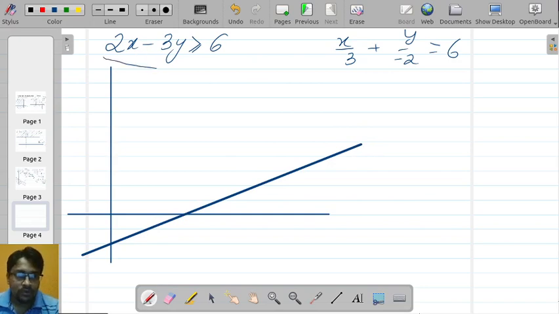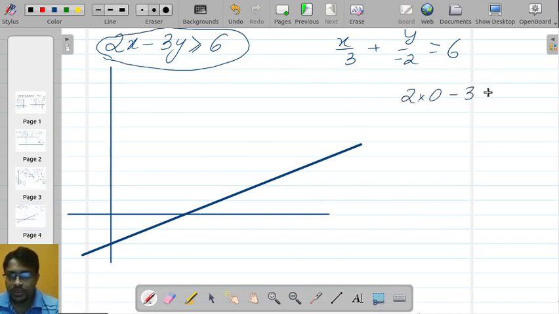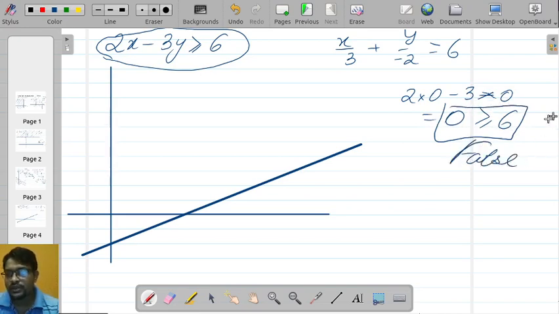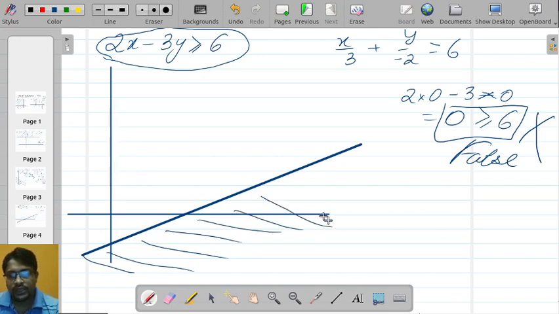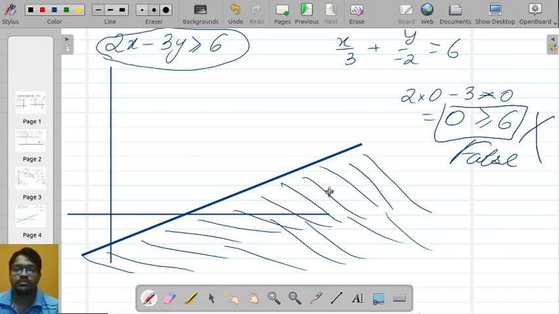Now I want to find out which region represents this one. So I'll test whether the origin satisfies this inequation or not. So 2 into 0 minus 3 into 0, what is that? This is 0, and this is greater than or equal to 6. This is false. 0 is not greater than 6. So origin does not satisfy this inequation. So the region which contains the origin is not represented by this. So the region will be the region which doesn't contain the origin. So 2x - 3y greater than or equal to 6 is represented by this.